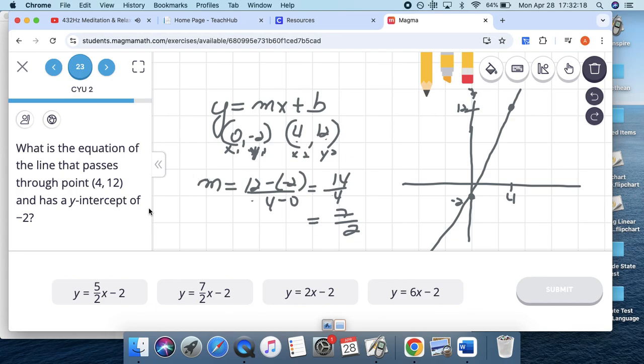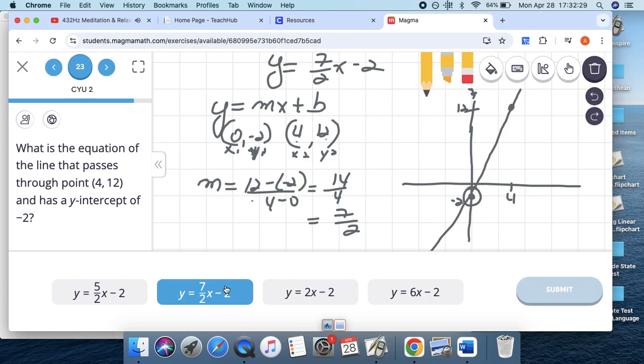And we already have the y-intercept, right? So the equation is going to be 7 over 2 x, and what's our y-intercept? -2. All right.